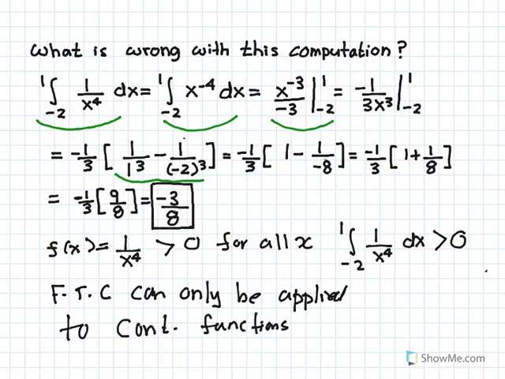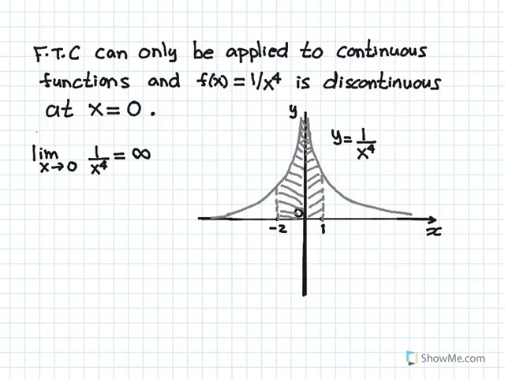Let's illustrate with a diagram. So you can see that the graph of 1 over x to the 4th has a vertical asymptote at x equals 0. Namely, the limit as x approaches 0 of 1 over x to the 4th is infinity. So this function is discontinuous at x equals 0. We can't apply the fundamental theorem of calculus. All right, thanks.